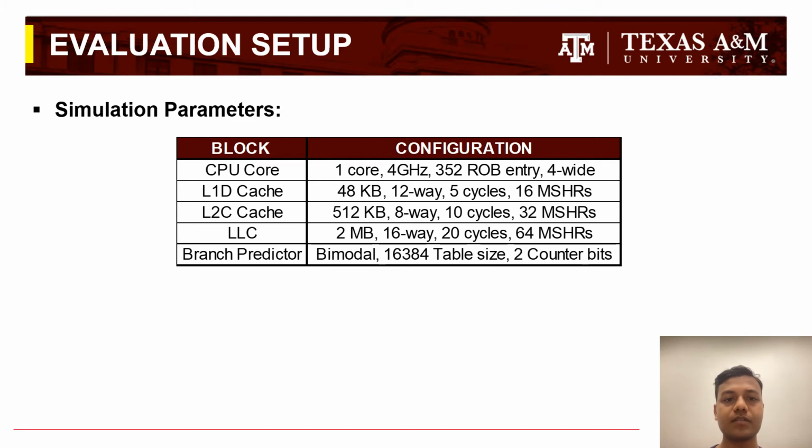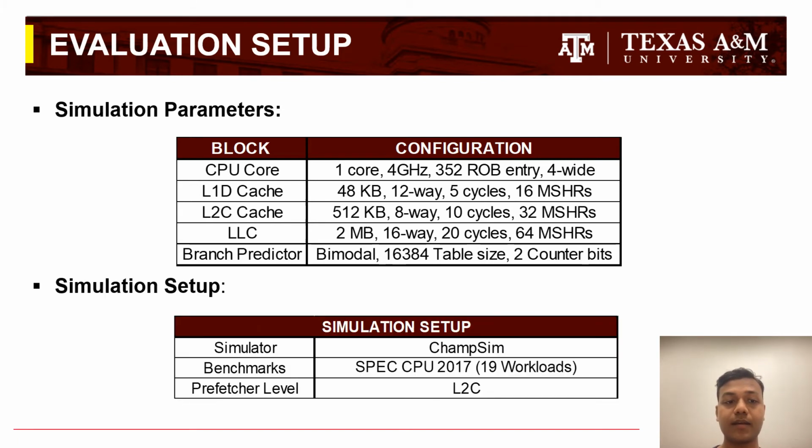We have a single core CPU of 4 gig frequency and 352 ROB entries. It's a 4-wide machine with a lower level cache of 2 MB and L2C cache of 512 KB. We have a Y-model branch predictor, and we have used the ChampSim simulator. We have 19 workloads of 2017, and our prefetcher is on L2C. As we've already mentioned, we have 3 types of baseline prefetcher: IP stride, next line, and SPP-Dev.